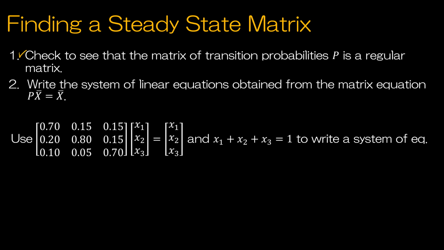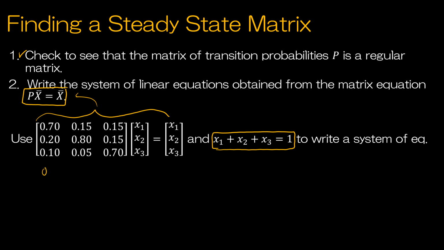Step 2 is the hardest part because for step 3, I'm going to allow you to use technology to compute. So for step 2, it says write the system of linear equations obtained from the matrix equation Px equals x. What we're saying is, from Px equals x, I want to write an equation, and the sum of the probabilities of x1, x2, and x3 has to equal 1, to write a system of equations. So here's how this is going to look.